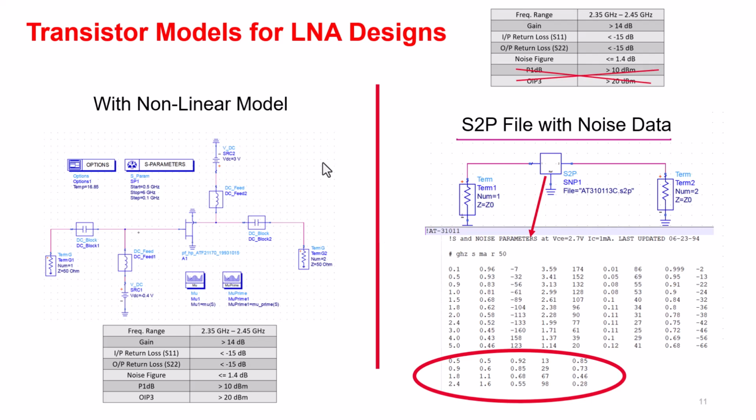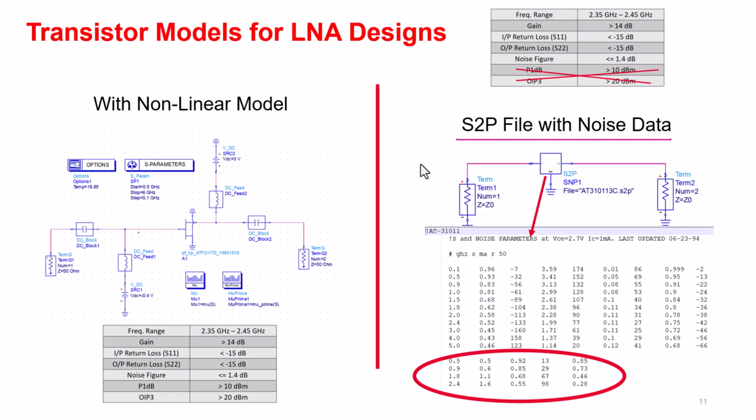Now, another approach is when you get to design, once you finalize the device, you need to find out what kind of model is available for that particular device. If you have a nonlinear model, that's appropriate, because then you can perform linear as well as nonlinear analysis for your amplifiers. Although LNA is largely, most of the specifications are linear, but still you have a couple of specifications like P1dB, output IP3, which are nonlinear specification. So by having nonlinear model, you can perform all kind of simulations in ADS.